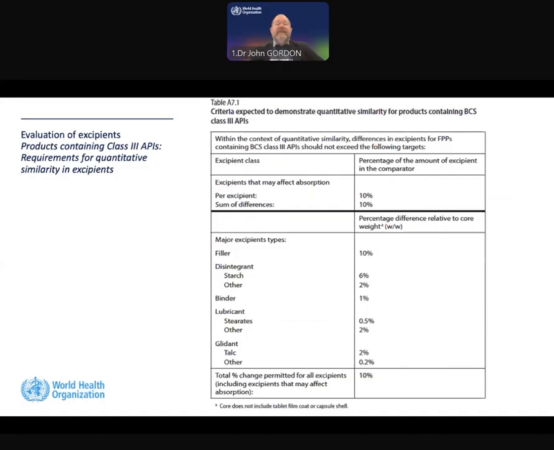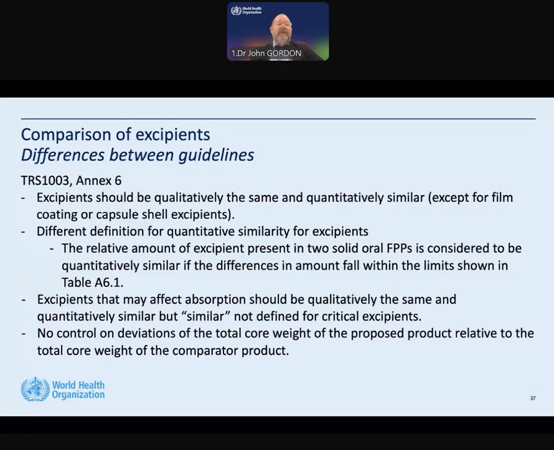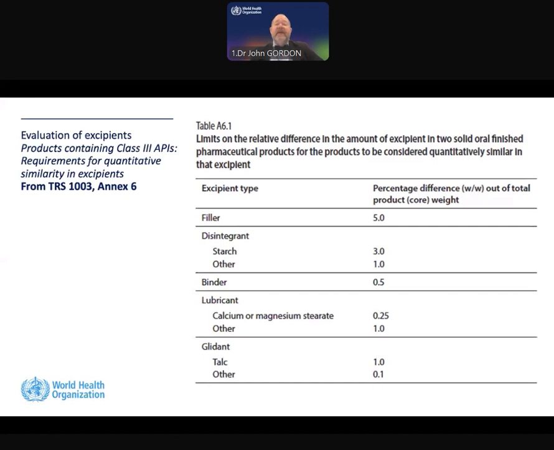If you look at the differences in the table in the new guideline, you see, for example, deviations in filler based on percent weight are allowable up to 10%. Differences in binder up to 1%. Going back to the old WHO guideline to look at what's considered similar, you see that filler differences were limited to 5%, binder differences were limited to 0.5%. So essentially the allowable differences in the new guideline are double what was allowed in the old guideline based on percent weight per weight. But the new guideline does present that control criteria on the total core weight of the proposed product relative to the total core weight of the comparator product.